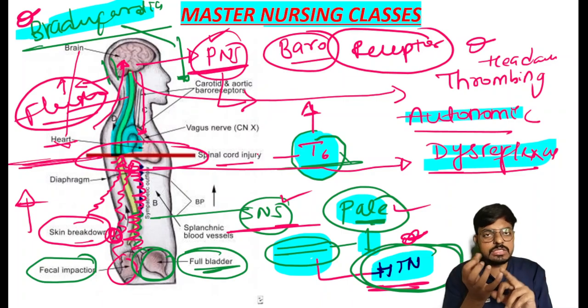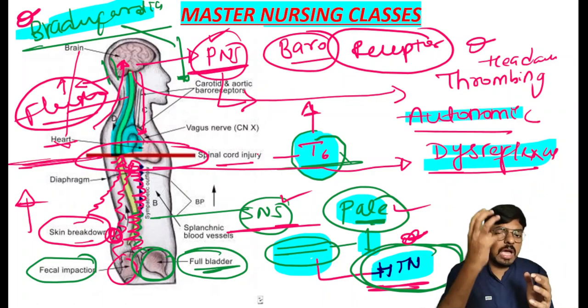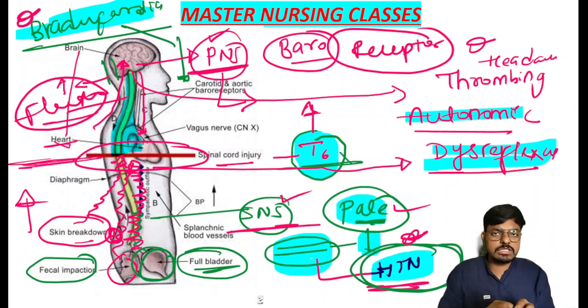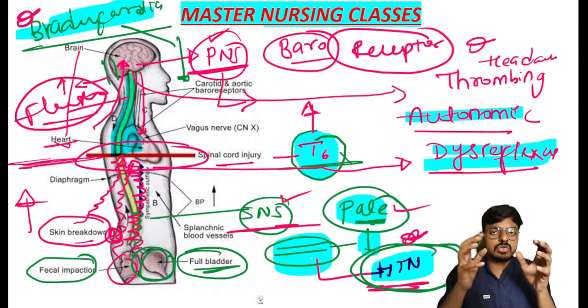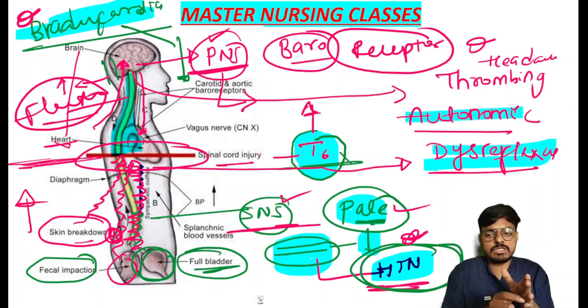So when you check, the heart rate is 50. When you assess the blood pressure, it is 190 by 100. So hypertension, bradycardia, flushed face, pale lower extremities, and goosebumps. So these are the classical pictures of autonomic dysreflexia.